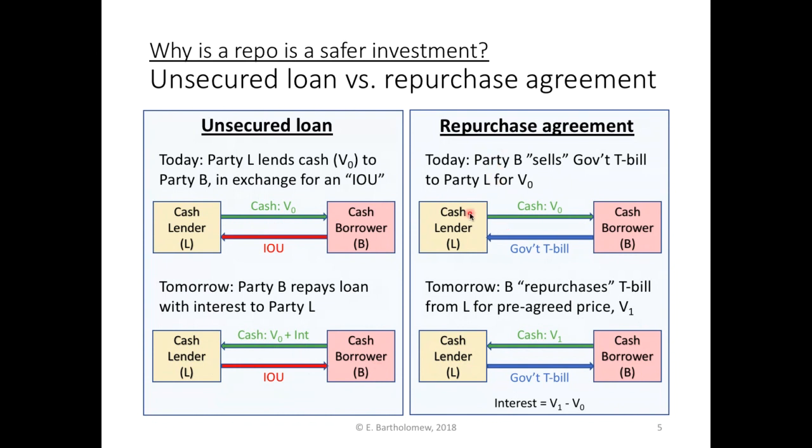Now, the repo has essentially the same cash and security flow, but instead of sending an IOU back to the cash lender, they're actually giving a government T-bill. So on the next day, tomorrow, they pay cash V1 and the T-bill is returned. And in this case, the interest is V1 minus V0. But as long as nothing goes wrong, the mechanics essentially give the same result.